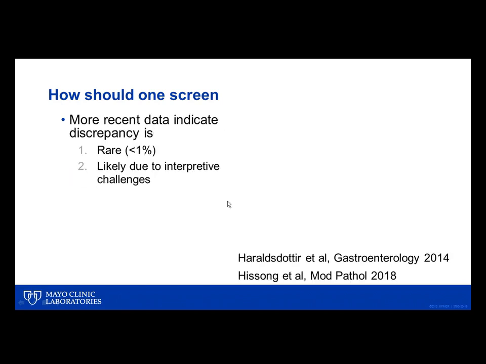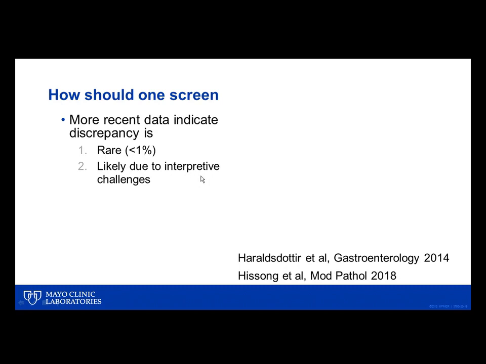But I think more recent data, which you can see here from the Ohio State Comprehensive Cancer Center group, as well as this group in New York City, will show that discrepancy between microsatellite instability and mismatch repair immunohistochemistry is actually rare. I will say also in our practice experience at Mayo Clinic, this discrepancy is also rare, and I think many discrepancies that one encounters, as seen in this first reference here from Gastroenterology in 2014, are likely due to interpretive challenges.